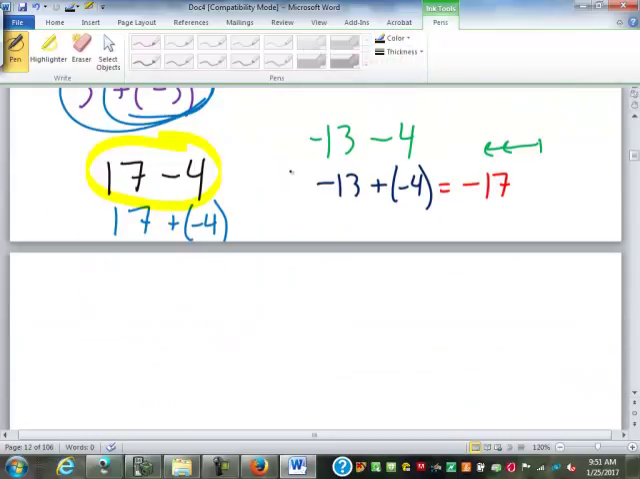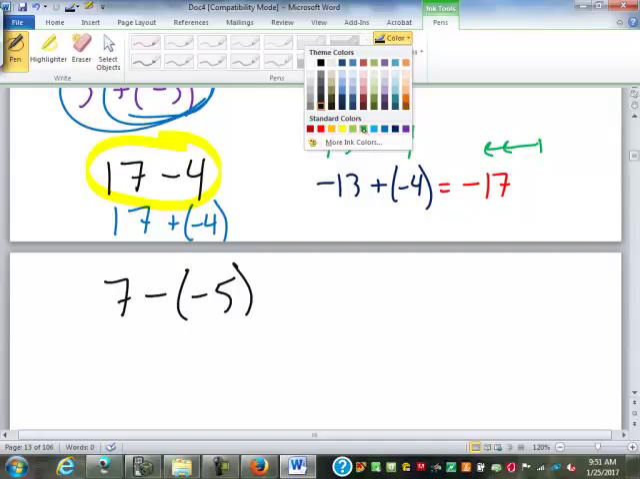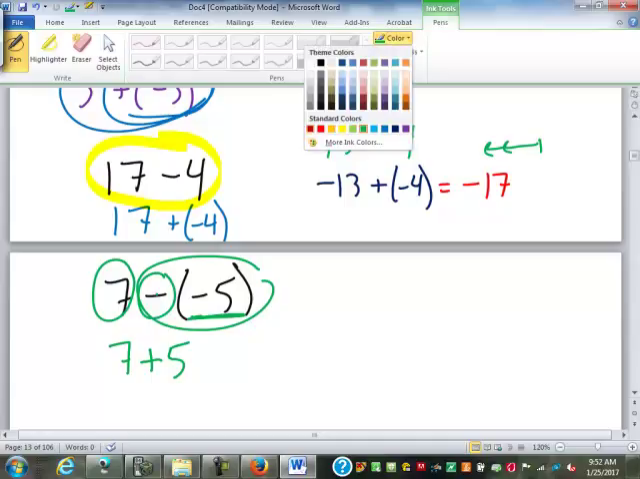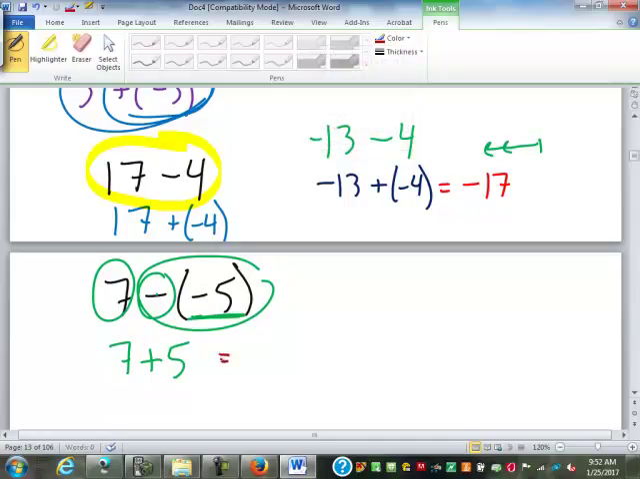Where it gets tricky is if we have something like this. 7 minus a negative 5. So the first number never changes. That's always going to be the same. But the subtraction becomes addition. We are going to add the opposite of this number. So we've changed the subtraction to addition. What's the opposite of a negative 5? Positive 5. Some of you may have been told subtracting a negative is adding a positive, right? And that's why. It's exactly the definition of subtraction. So that is just 7 plus 5, or 12.